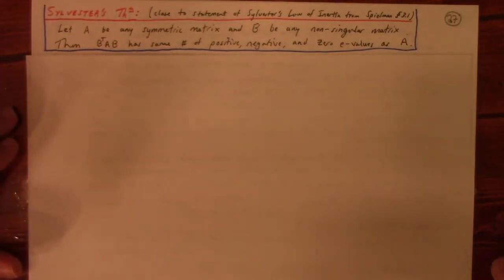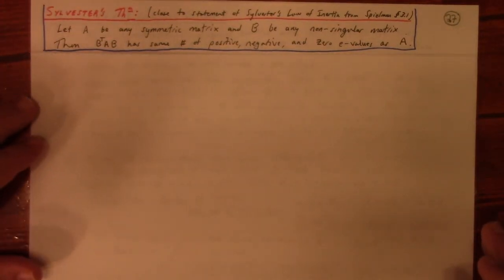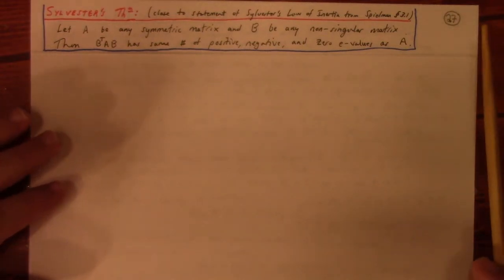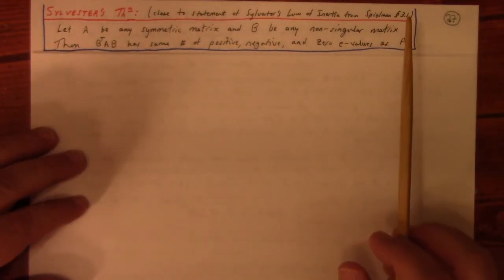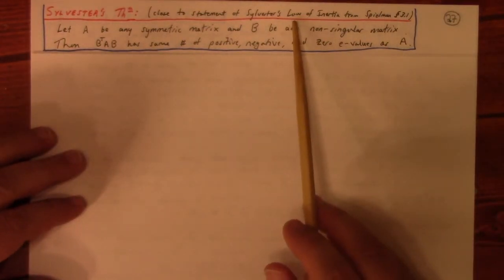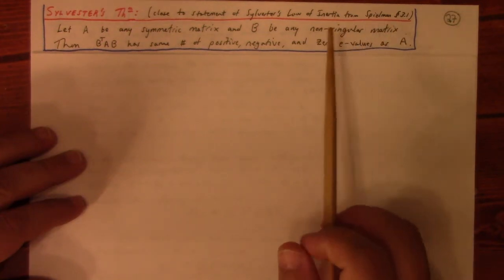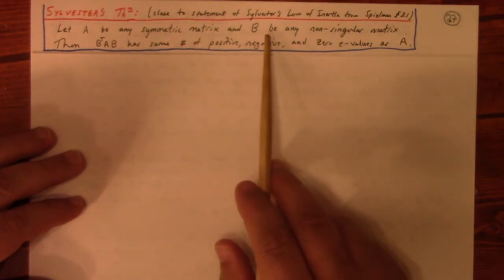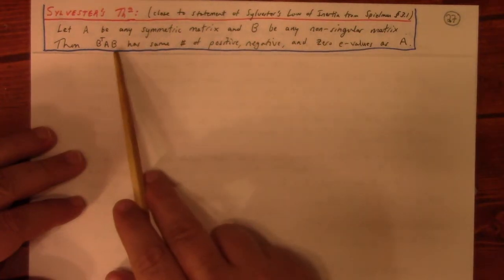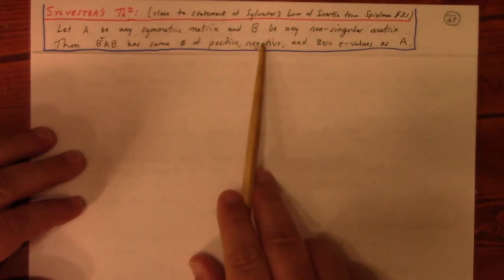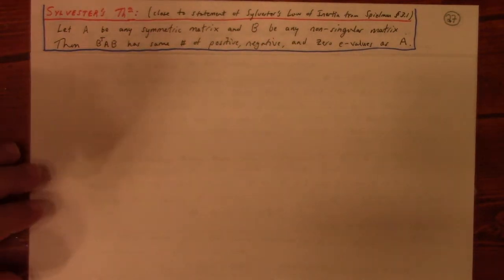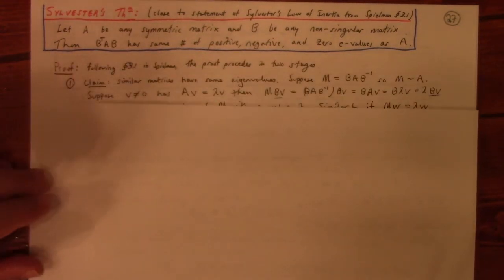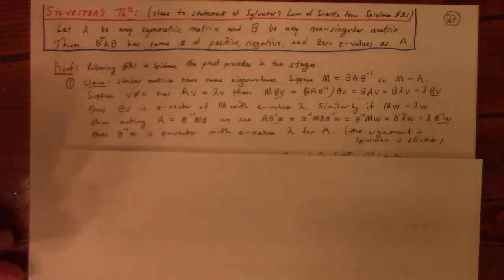All right, well, Sylvester's theorem tells us a little bit about the rights and privileges that we're entitled to if we do change coordinates on the quadratic form. And what Sylvester's so-called law of inertia says, this is from Spielman's section 3.1, it says if we have any symmetric matrix A and B is any non-singular matrix, then B transpose AB has the same number of positive, negative, and zero eigenvalues as A. So let's look at his proof for that. I'll try to go through it quickly here.